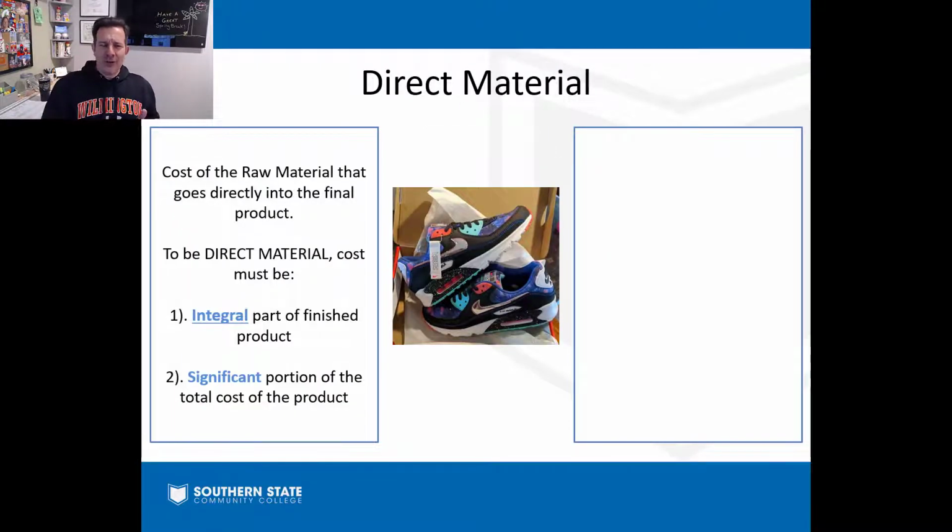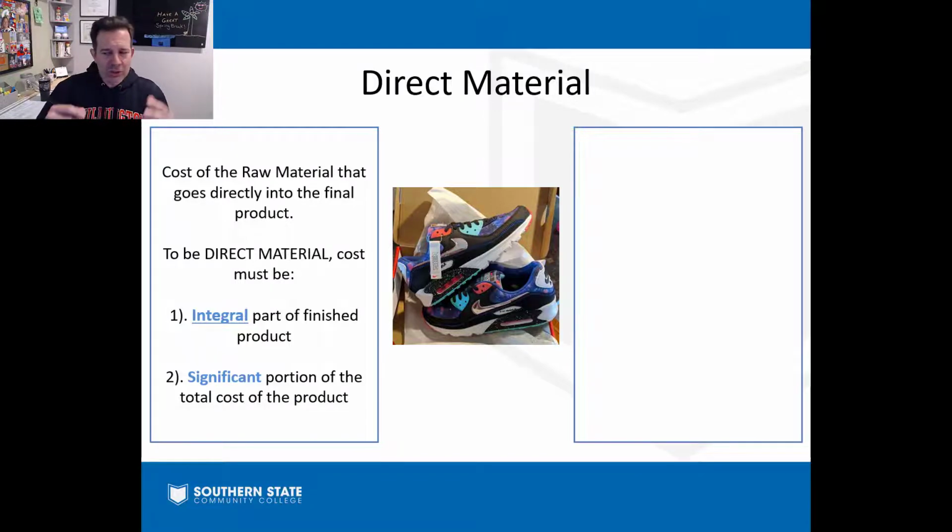So direct material, to break down every one of those components on its own, direct material is our raw material that goes directly into making the final product, okay? So to be direct material, the cost of the material has to be vital to that finished product. It also has to be a significant portion of the overall product cost. And so two criteria there: the material itself has to be vital to the finished product, and it has to be a significant portion of the overall product cost.